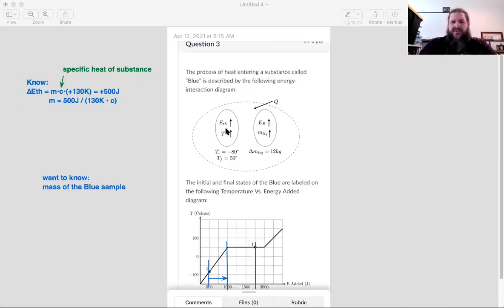So this approach, using delta E thermal in this case, kind of runs into a dead end because we don't know the specific heat. If we did know the specific heat, like if this was a known substance and we could look it up on a data table, we could look up little c, plug that in, and we've got the mass. But in this case, we don't have enough information to use delta E thermal. So let's put that aside for now and take a look at delta E bond and see if we can go from there. Delta E bond, we know we are liquefying 12 kilograms of the substance. And how much energy does that take?